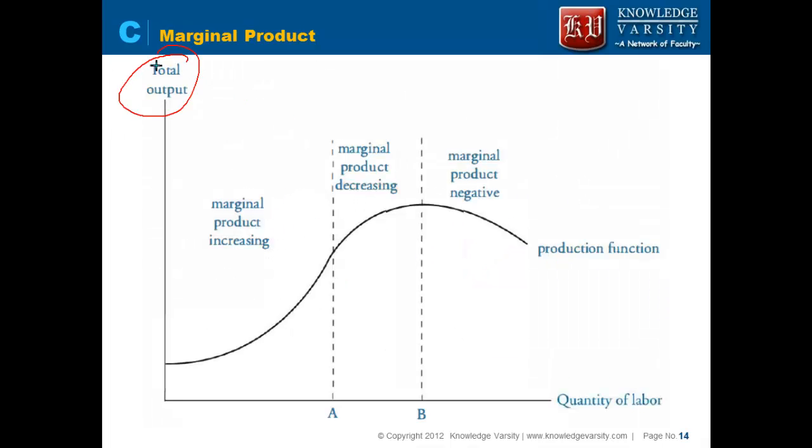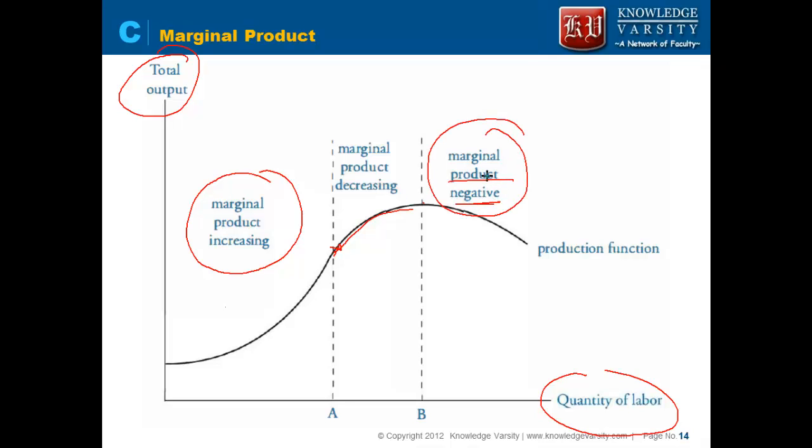This is your total output, and this is the quantity of labor. Initially the total output is increasing, so the marginal product is increasing. Then here the marginal product is still increasing, and later you find that the total output is increasing but the marginal product is decreasing. That means as you hire more and more workers, the additional output produced by them is decreasing, and then the total output starts decreasing. It means that the marginal product is negative, only then will your total output reduce.